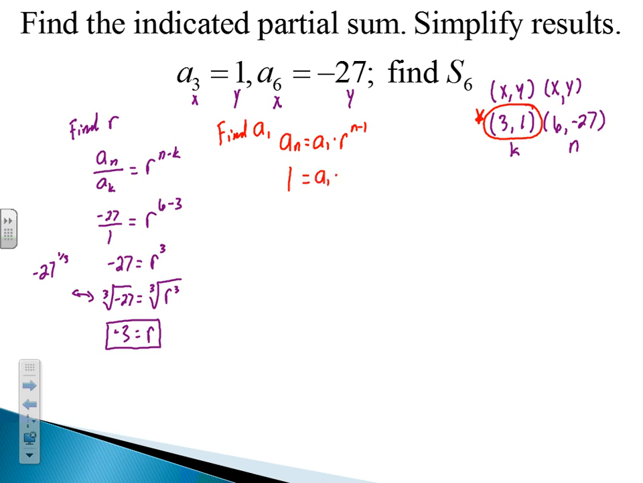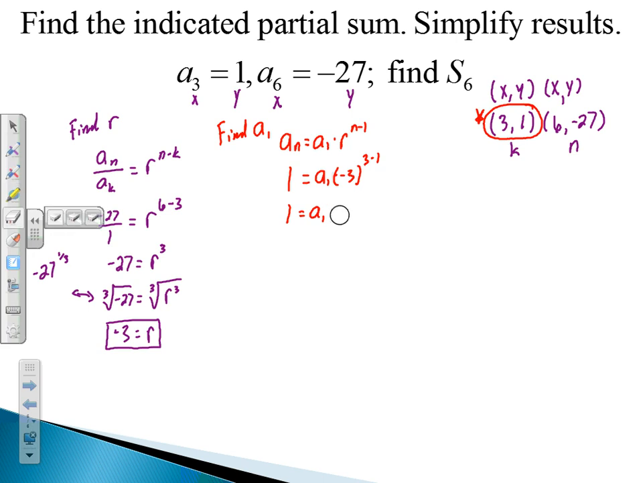The common ratio that we got is negative 3. And n, that's like an x number. So I'm going to say the x number of that point, which is 3 minus 1. And let's simplify and see what we get. So 1 is equal to a sub 1 times negative 3 squared. Well, negative 3 squared is a positive 9. So since the positive 9 is multiplied to a sub 1, divide it on both sides, and I'm going to get 1 over 9 to be my first term.